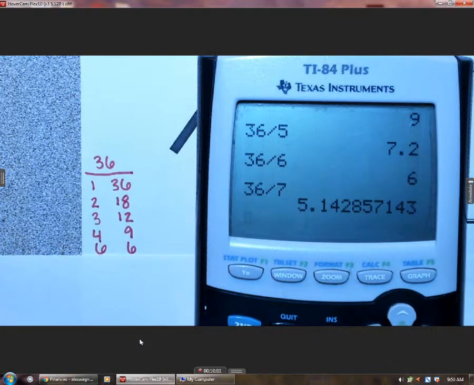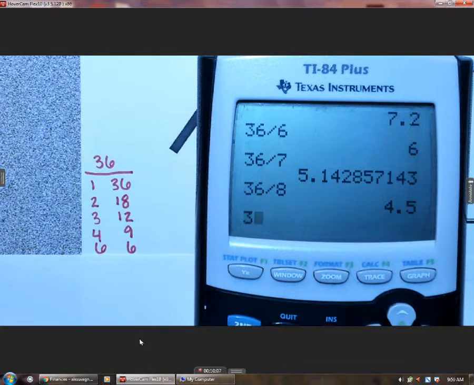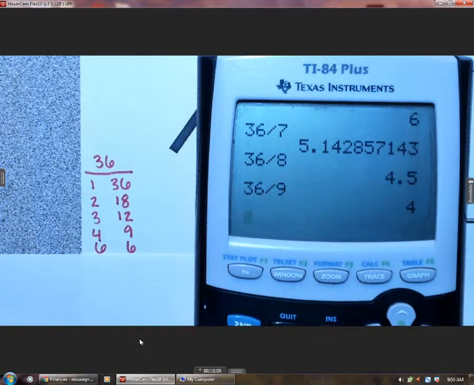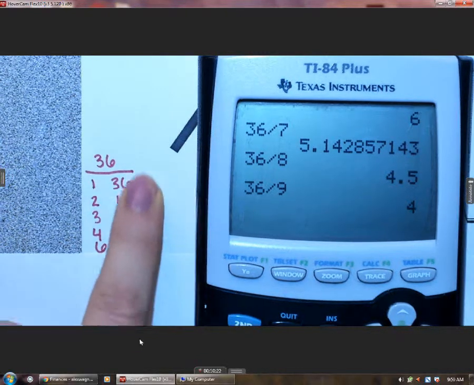7 doesn't work. 36 divided by 8 doesn't work. 36 divided by 9 works. Why didn't I write the 9 down? It's already on there. It's already listed. If you get to a double number like this, you know you're done, because 6 and 6 is already starting to loop back on itself.